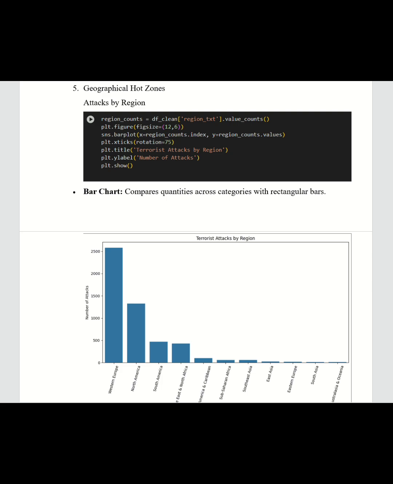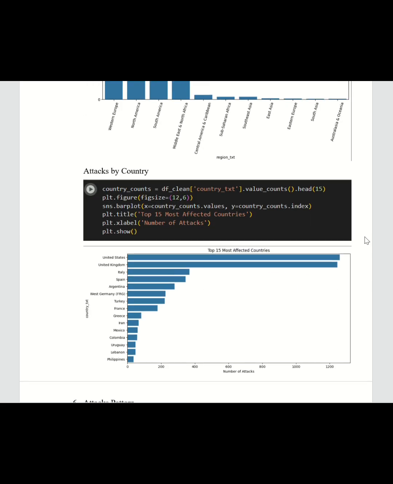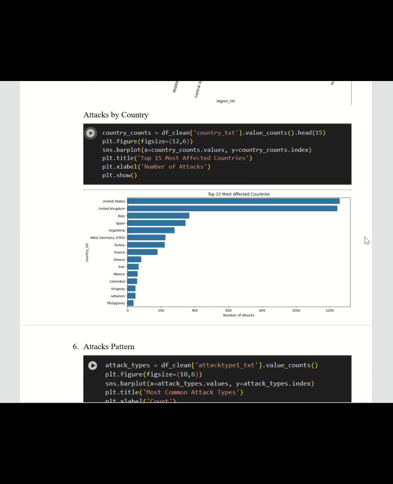After that, you can see I have shown attacks by country. Basically this code counts the number of attacks per country in the data frame using value counts. It takes the top 15 and plots them as a bar chart using Seaborn. The graph shows the top 15 countries that faced the most attacks. The United States and United Kingdom are at the top with over 1200 and 1000 attacks respectively. Other countries like Italy, Spain and Argentina follow with fewer attacks.